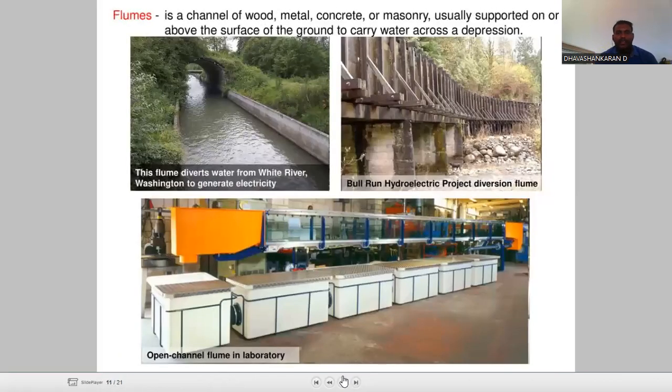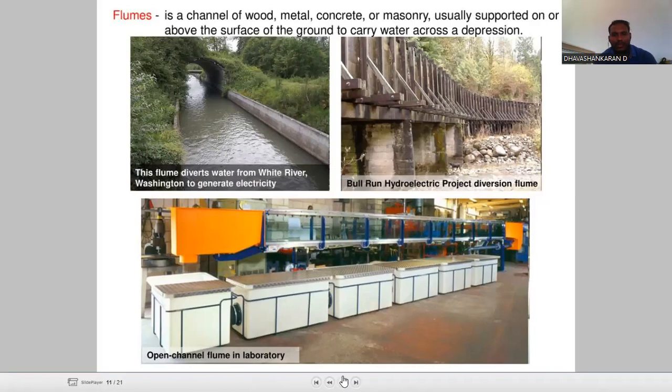These are the examples. In a laboratory setup, we have the open flume, which also comes into practical application for students. A flume is a channel of wood, metal, concrete, or masonry, usually supported above the surface of the ground to carry water across a depression. So this is the flume, and in the laboratory setup, the flume is used.